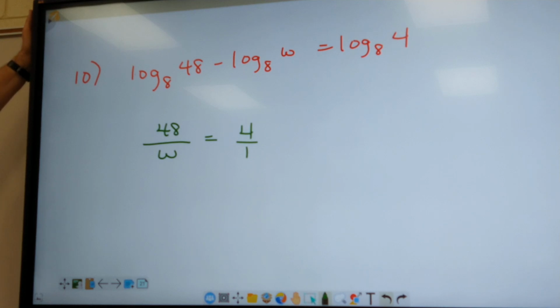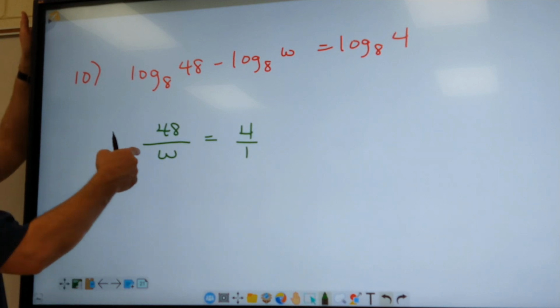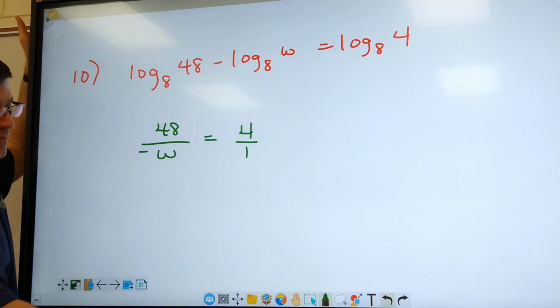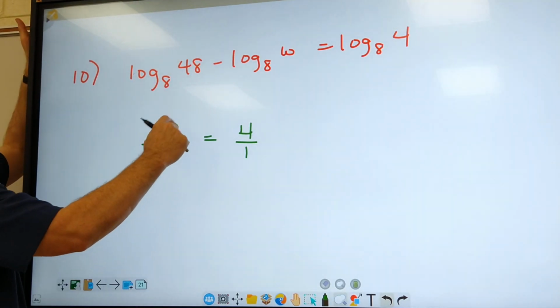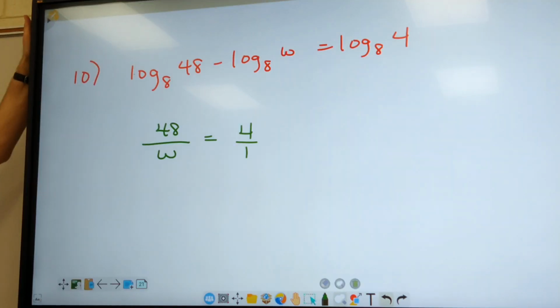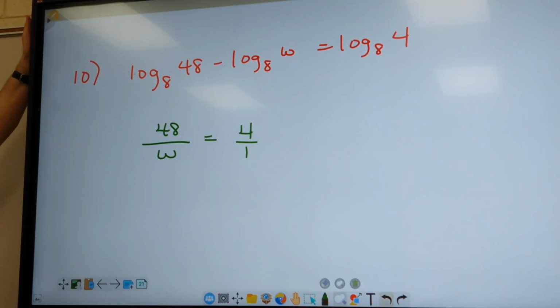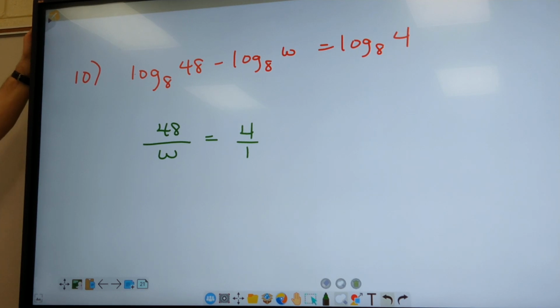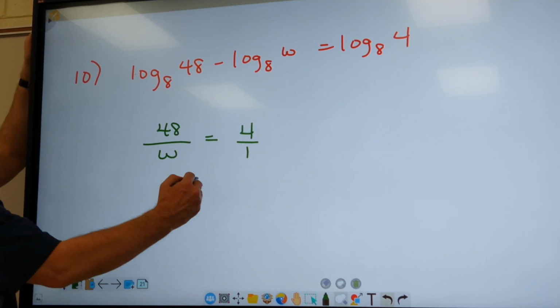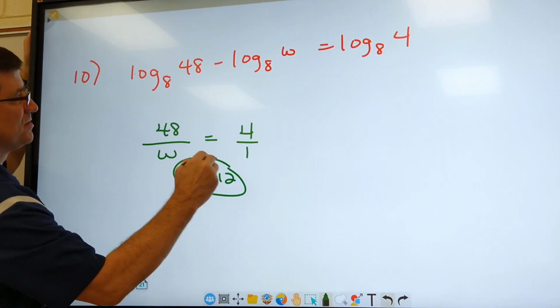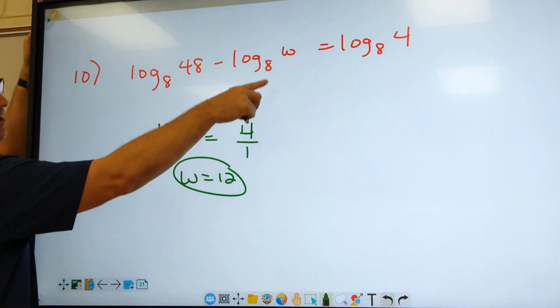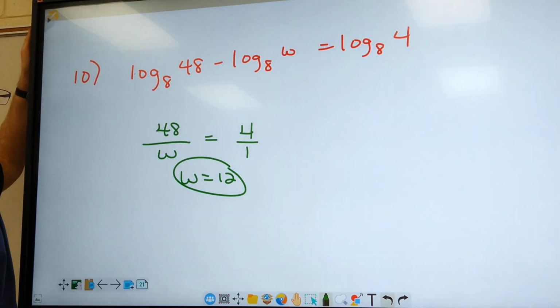Now, first block wanted to know, would this be a negative W right here? And the answer is no, it will not, because when you make it division, that takes care of the negative sign in between the logs. All right, so cross multiply, divide, what do y'all get? 12. Answer's 12. W equals 12. Does that work? Yes, because you plug 12 in here, it stays positive 12, nothing happens to it.